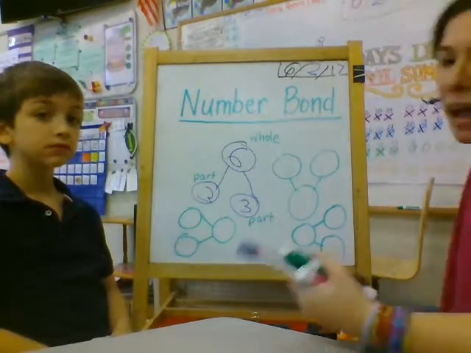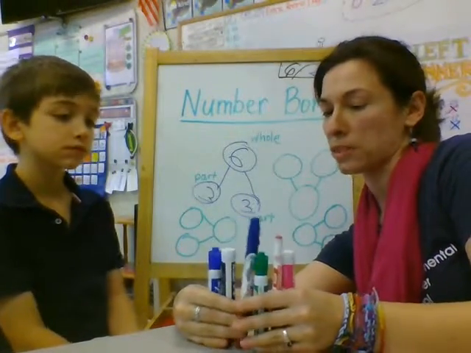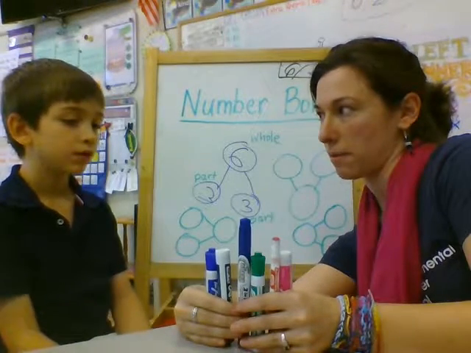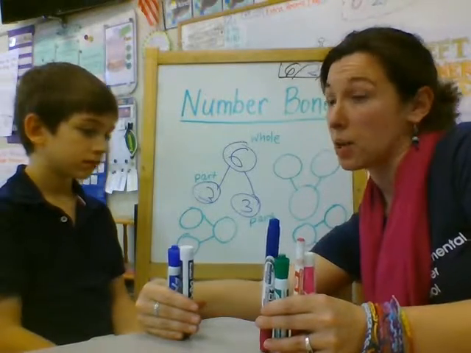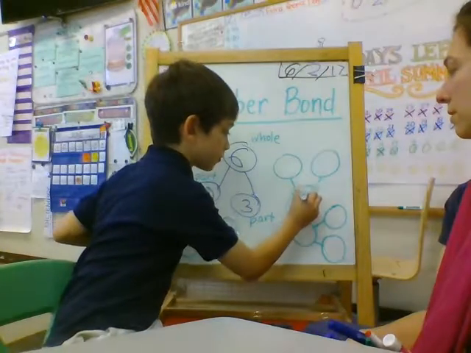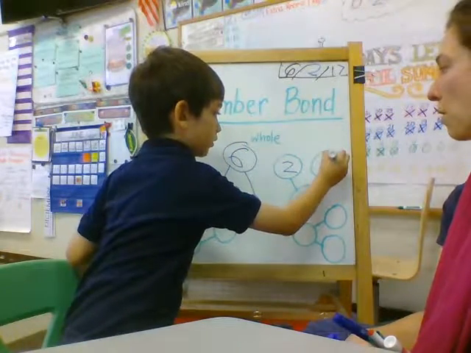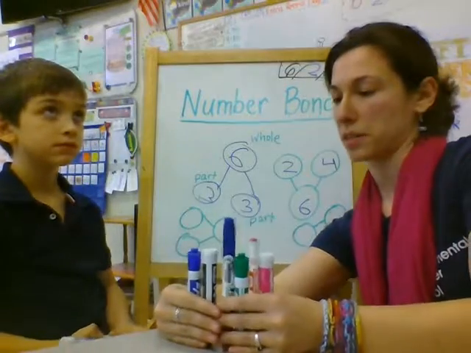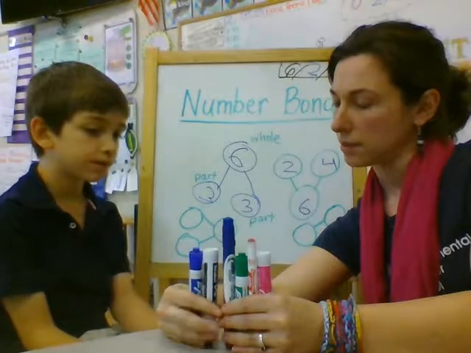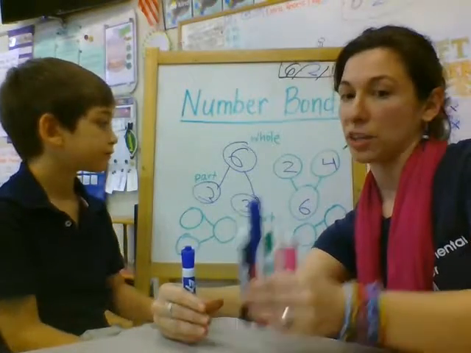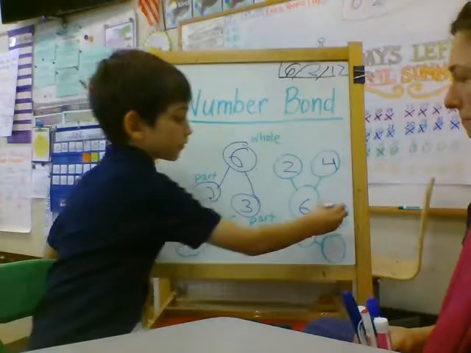And now if we go back to our 6 markers, what's another set of parts that we could make with our 6 markers? 2 and 4. So we could do 2 and 4. All right, let's fill in another number bond. 6, 2, and 4. Okay, going back to our 6 markers, is there another way that we could make a number bond? 1 and 5. Okay, we could do 1 and 5. All right, let's fill in another one of these number bonds.